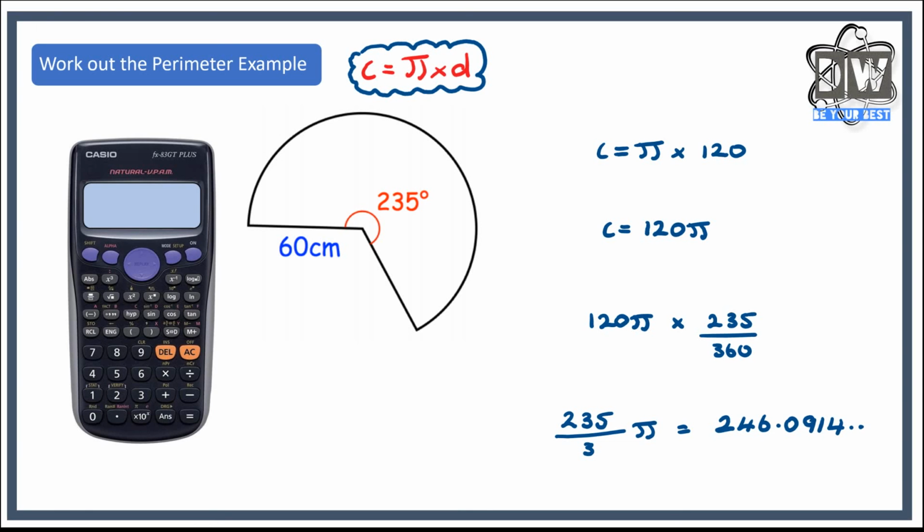It's 235 over 3 pi. We're going to use that, and we're going to add in our 60 and our 60, and that will give us our answer, which is, there you go. Put all of that into our calculator, and it gives us 366.091, or 366.1 to 2 decimal places.